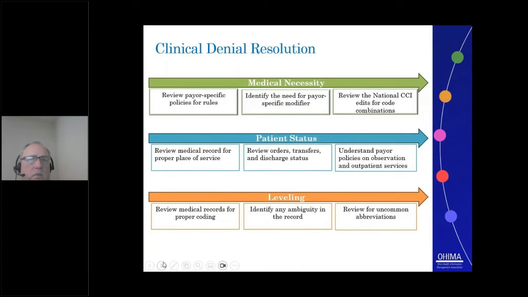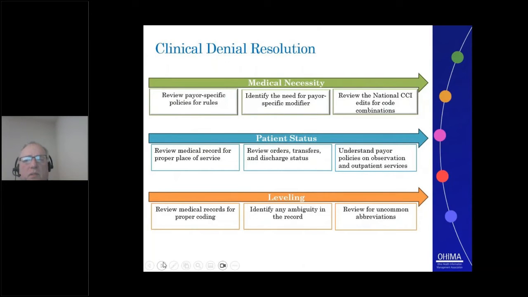Leveling. Leveling occurs when the payer states that the level of service provided does not meet the requirements of the payer. Look at the record to determine if there was a coding error or if there are potential ambiguities in the record causing the concern. A review of the record may determine that the information is correct and may need to be appealed to the payer with a detailed letter explaining the logic.